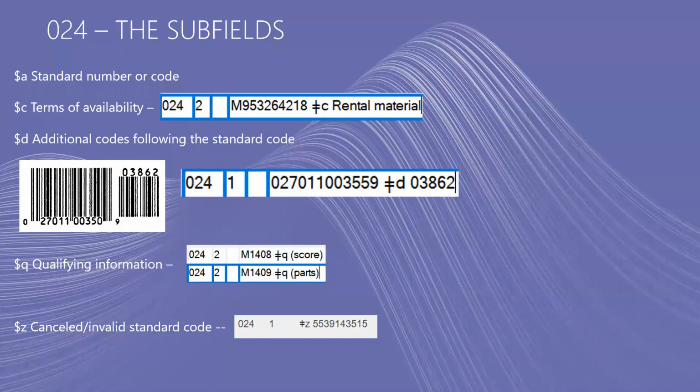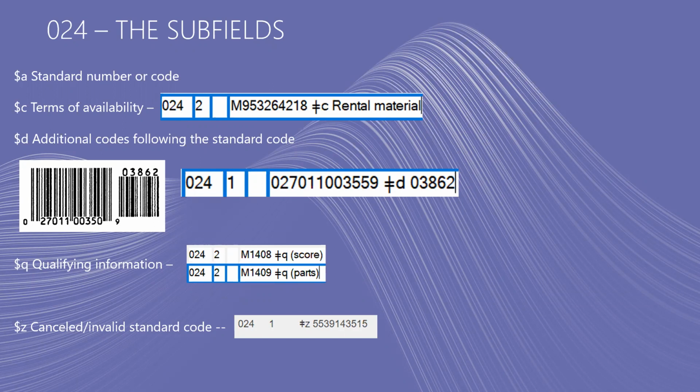So for the subfields for 024, of course, we have subfield A, which we just looked at a few examples of, the UPC and ISRC, etc. Subfield C is terms of availability. It was more widely used for pricing info, but not so much these days. Now it's mostly used to indicate if there's any rental material available with the item.